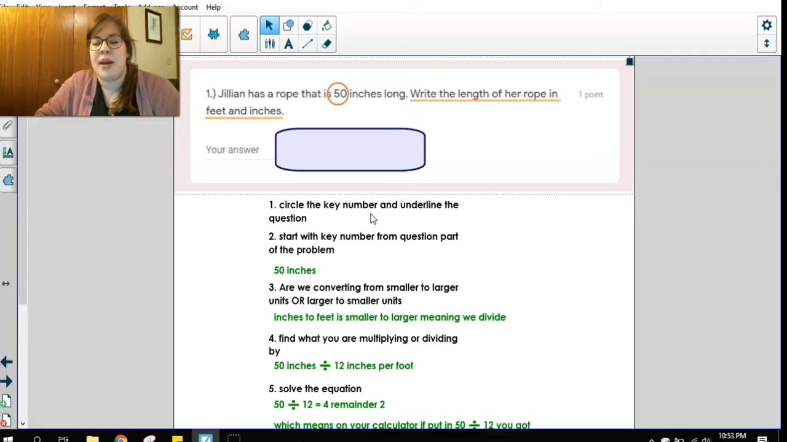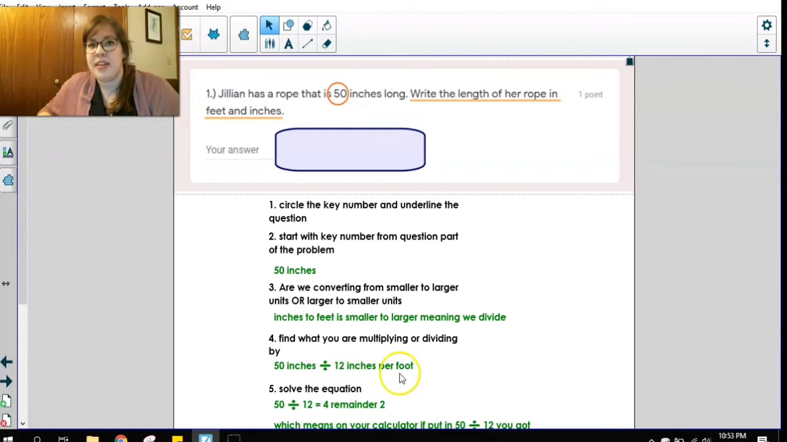Now I have to think, am I converting from a smaller measurement unit to a larger measurement unit, or a larger unit to a smaller unit? So for this, I know we're starting with that 50 inches. That's what we put down here. Inches to feet means that we're going to be going from a smaller unit to a larger unit, and this means we're going to divide. So now I have 50 inches divided by 12 inches per foot.